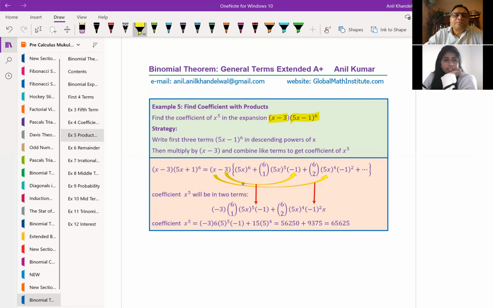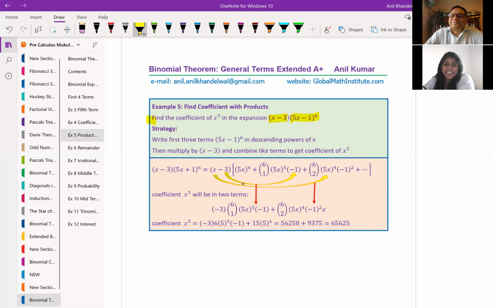Yes. Just to find the coefficient part. Find the coefficient of x to the power of 5 in the expansion of x minus 3 times 5x minus 1 whole thing to the power of 6. How will you do it? Tell me.